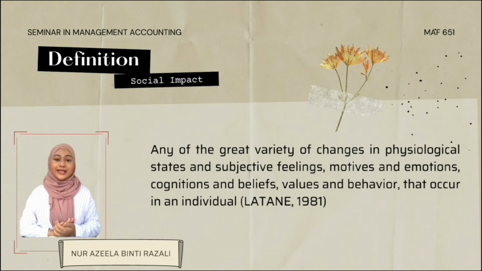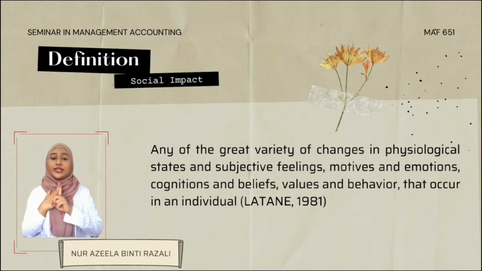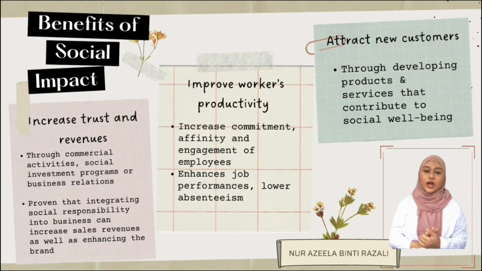So, what exactly is a social impact? According to Latane 1981, social impact is any of the great variety of changes of physiological states and subjective feelings, motives and emotions, cognition and beliefs, as well as values and behaviors that occur in an individual. All these impacts could be intentional or unintentional as well as positive and negative. It can be concluded that social impact is very much related to CSR, which is corporate social responsibility. Next, I will explain some of the benefits of social impact.